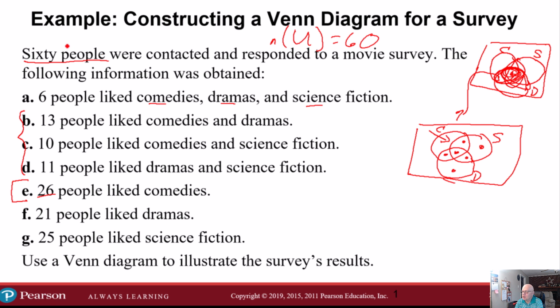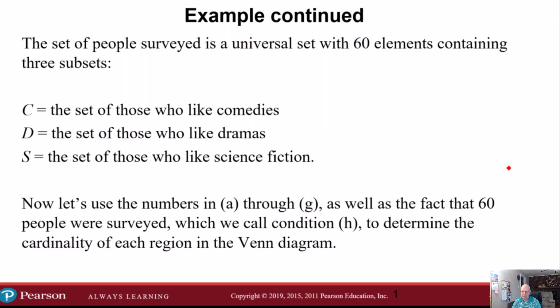And it says there's 60 people contacted, so once you've got all these regions filled in with how many are in each of those regions, add those up, subtract from 60, and you'll know how many don't like science fiction or comedies or dramas.